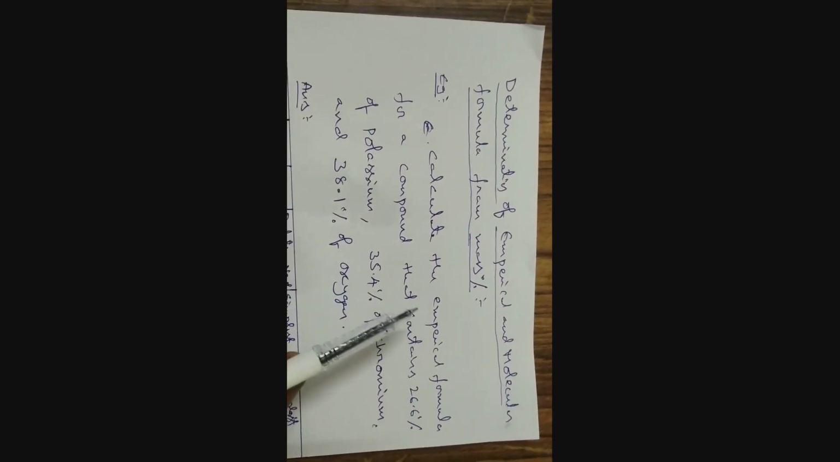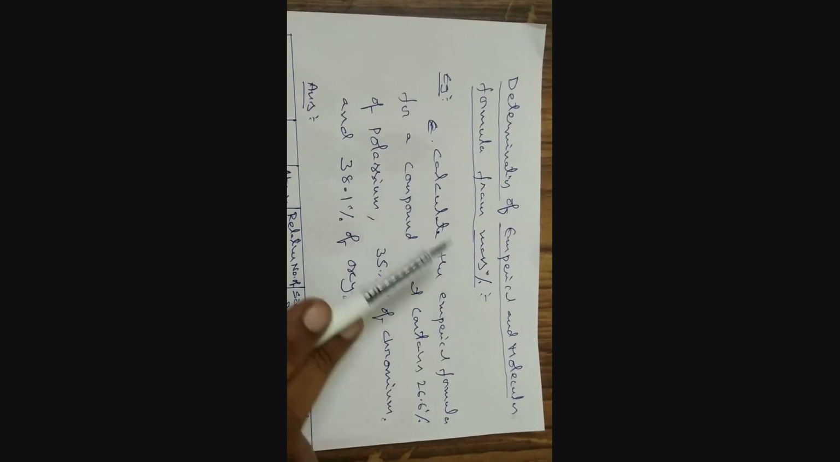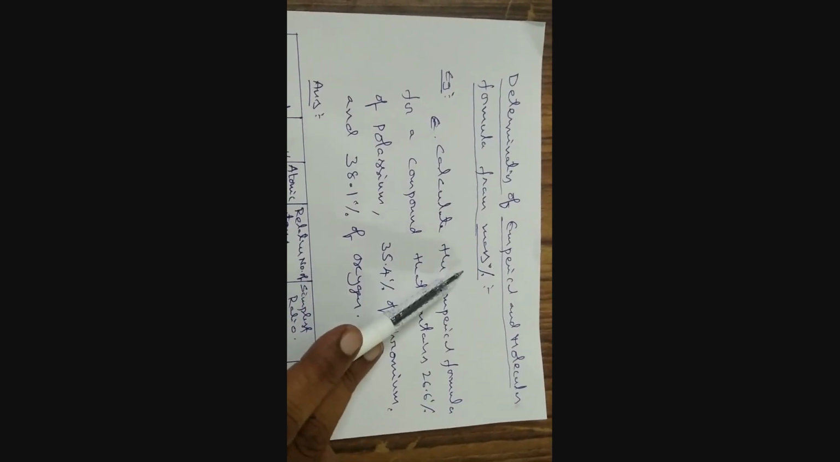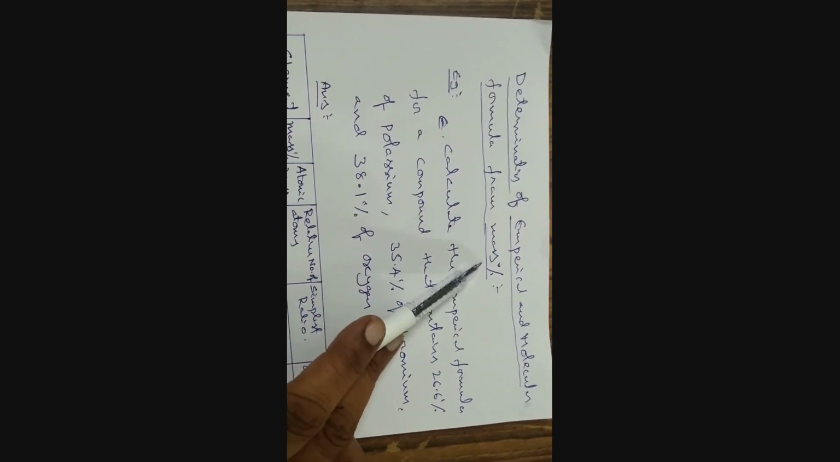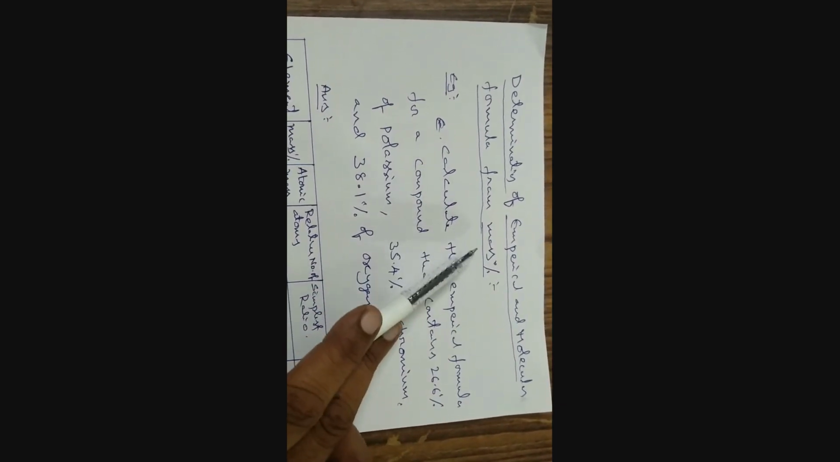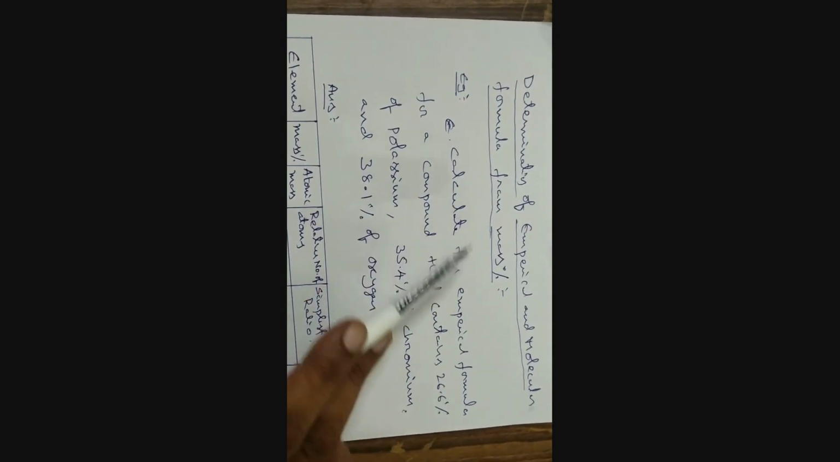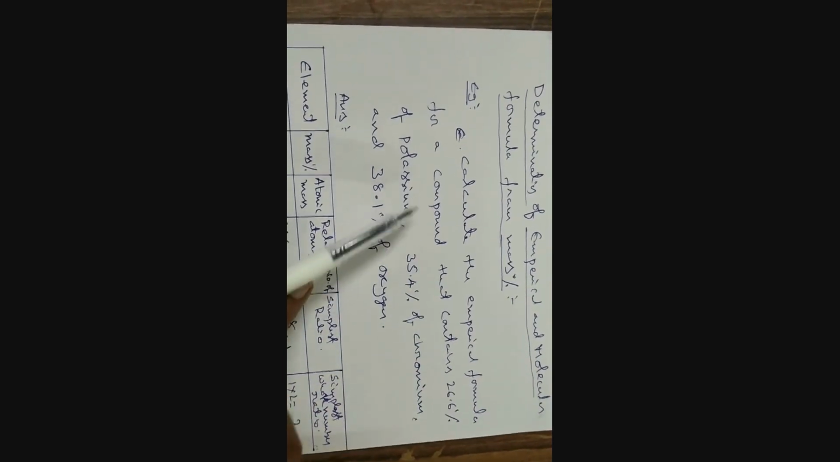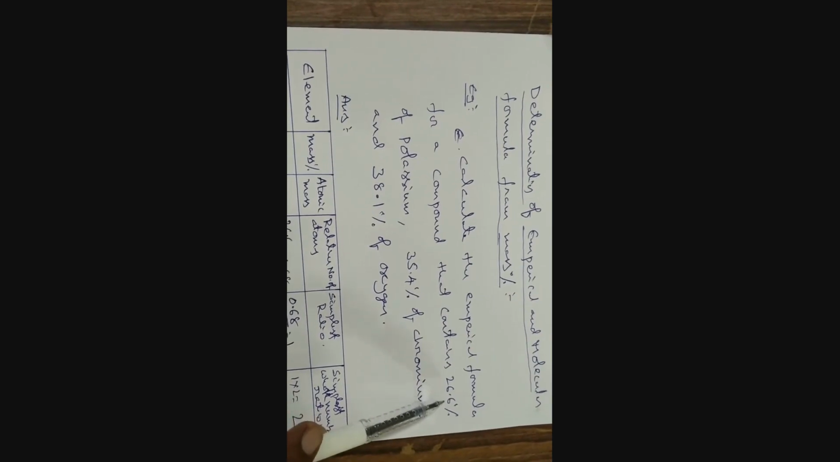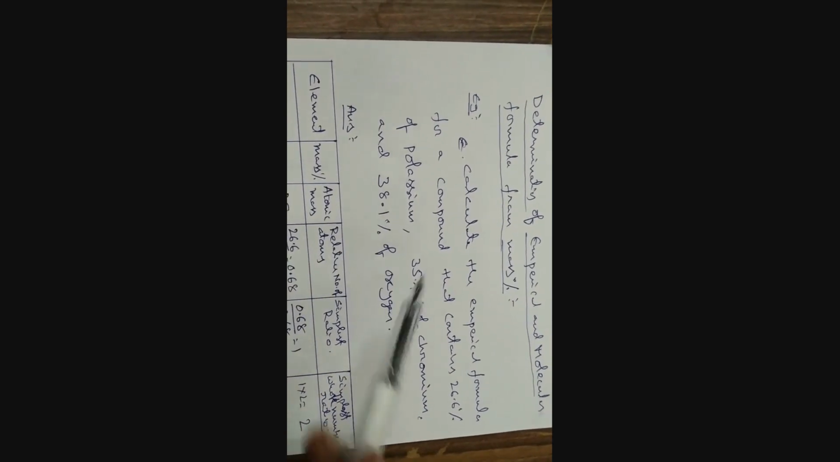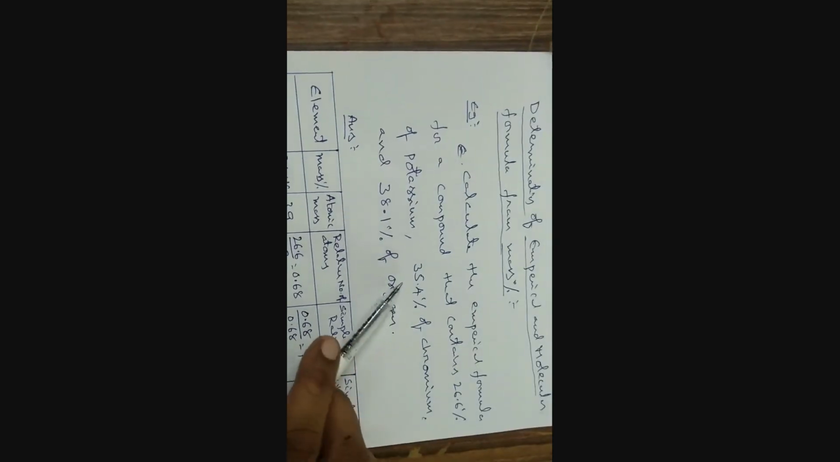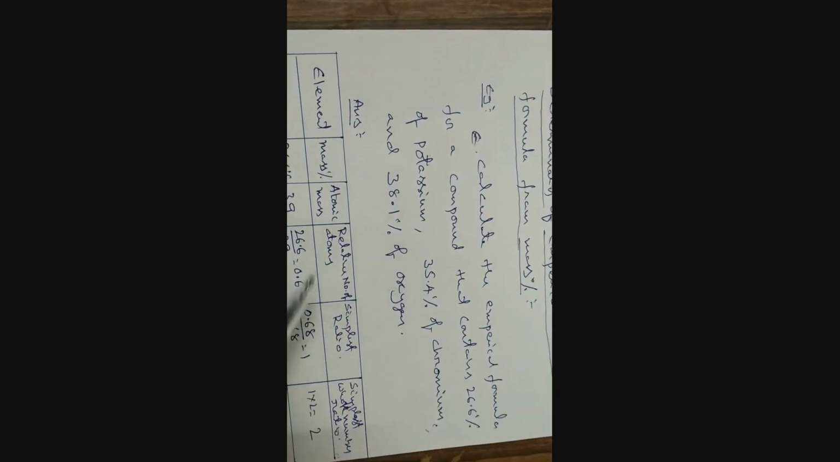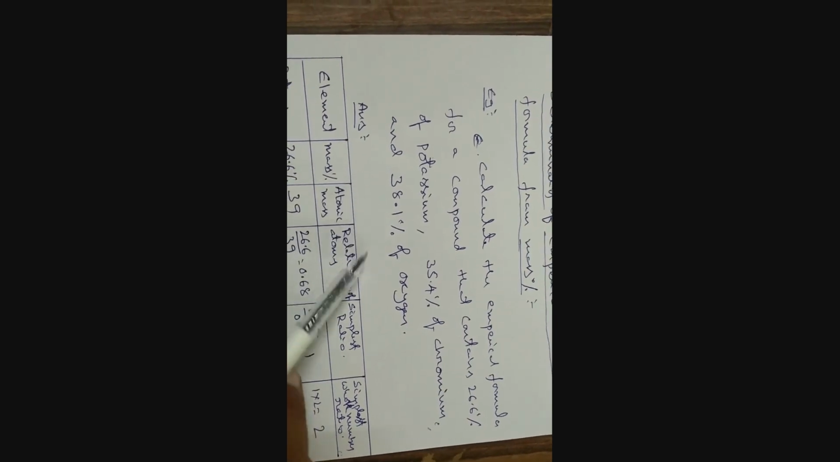Now we will discuss how to calculate empirical formula or molecular formula from mass percentage. Till now we discussed how to calculate mass percentage from molecular mass. Now we have to calculate a molecular formula from mass percentage. Example: calculate the empirical formula for a compound that contains 26.6 percent of potassium and 35.4 percent of chromium and 38.1 percent of oxygen. For this we can use a tabular form.